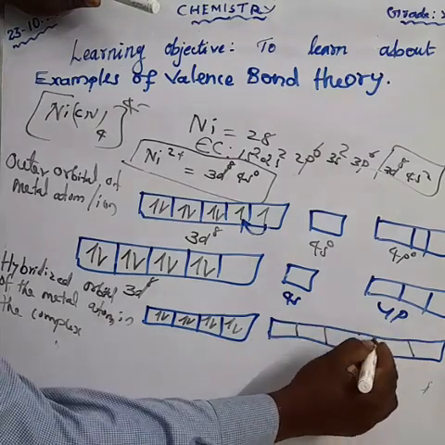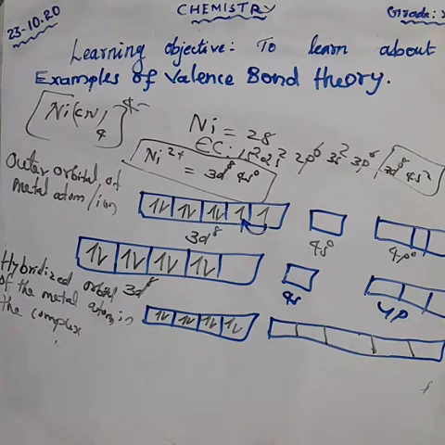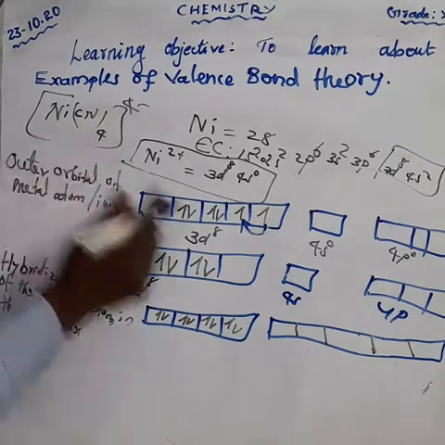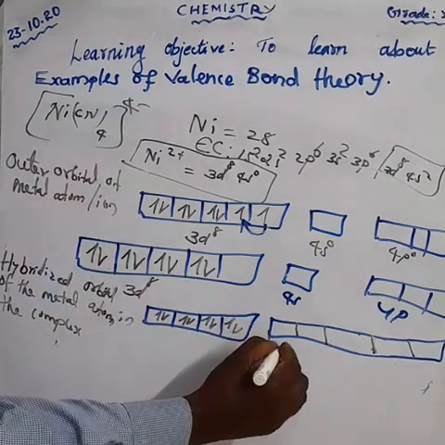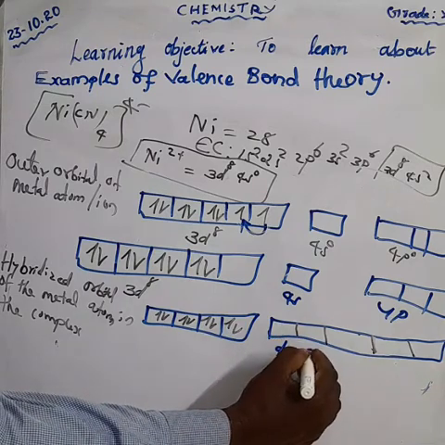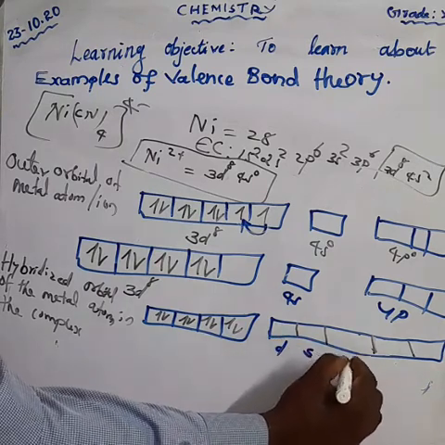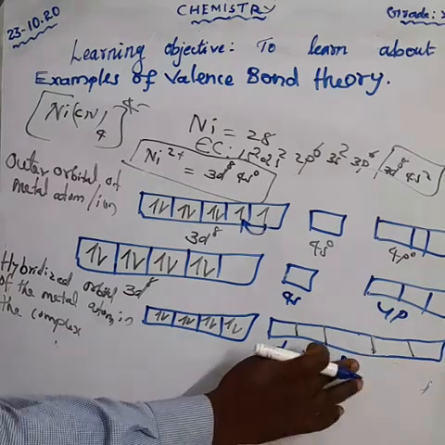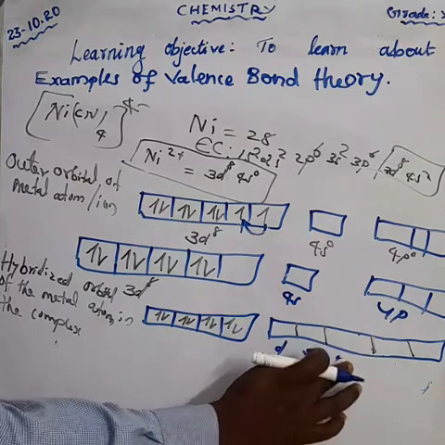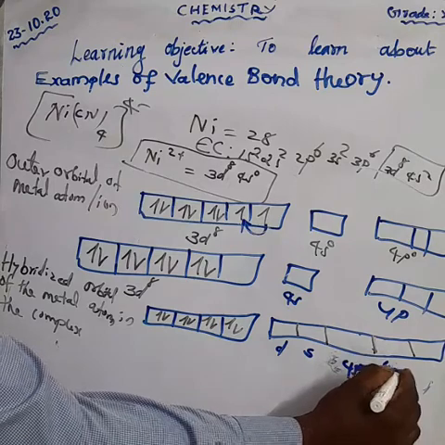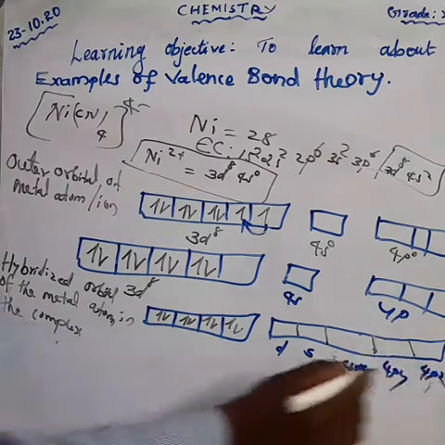Okay? Next, what about the hybridization? Here, hybridization means the 4 cyano groups. This is the 3d subshell, this is 4s, and this is 4p: 4px, 4py, 4pz. Otherwise, it can be written as 4px, 4py, 4pz. Am I right?